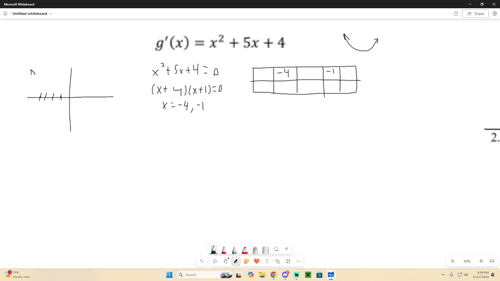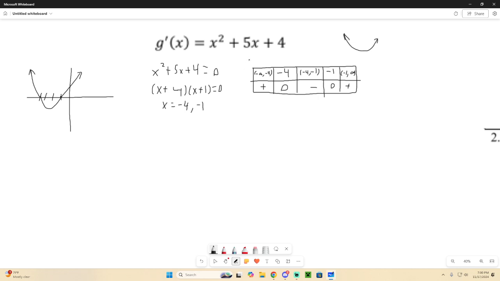So we can start it up, and we're going to go down to -4, and then we're going to approach our second 0 at -1. And we can see that from -infinity to -4, we know that our sign is positive. At -4, obviously it's 0. From -4 to -1, we know that our sign is negative because it's under the x-axis. At -1 it's 0, and then from -1 to infinity, our sign is going to be positive again.